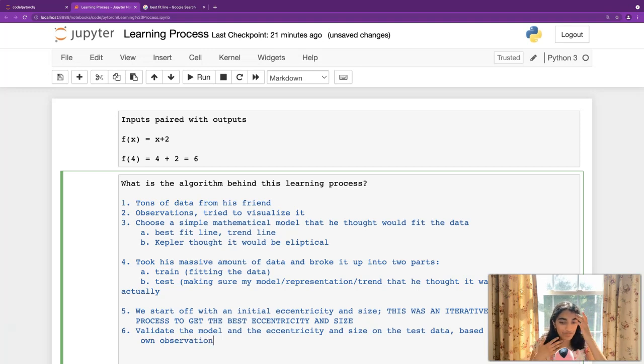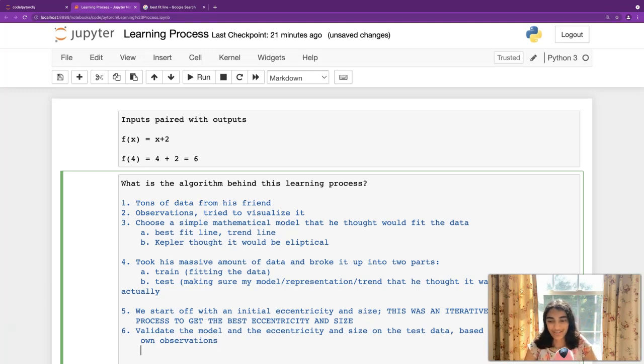But now we have a model, right? We have a computer to let us know whether it's actually correct or not. But here he used his validation set and he basically validated it on his own, right? He used his own observations to check whether it worked or not.